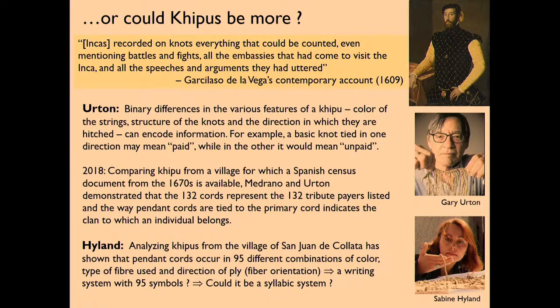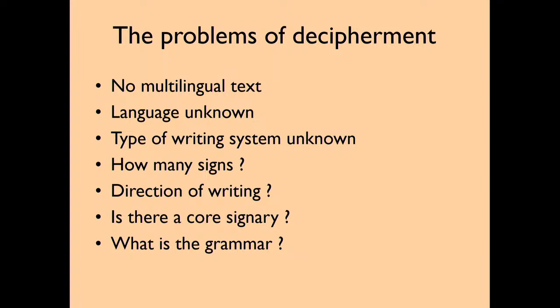Writing could be as different as basically just notes made on strings. Okay, so when we are encountering an ancient inscription, how do we decipher? So there are several problems. Well, for Indus, for example, there are no multilingual texts. The language is unknown. The type of writing system is unknown.